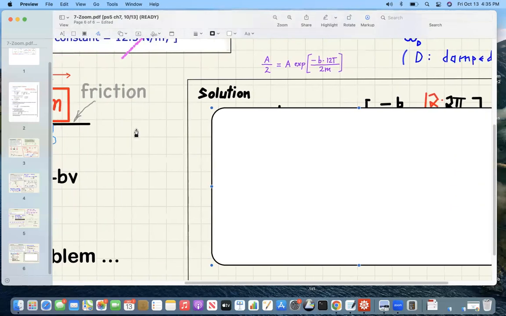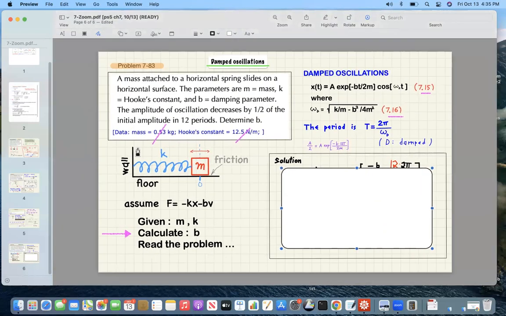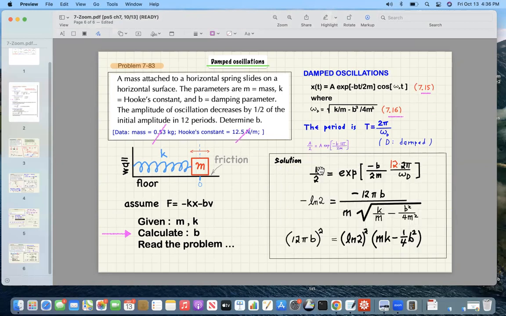In every physics problem, we start by drawing a picture like this, writing down the necessary equations like this, and then coming up with a formula. And the formula is going to be: 1/2 is the exponential of minus b times 12T over 2m. So 1/2 is the exponential of minus b over 2m times 12, and T is 2 pi over omega. We're supposed to solve for b.